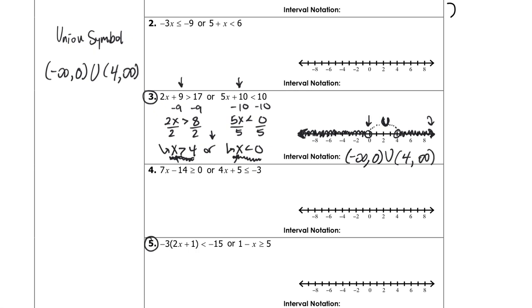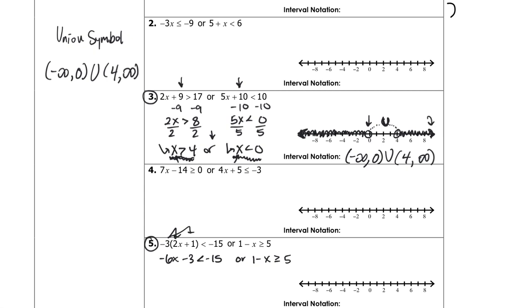Okay, so next example is number 5, and then we're going to get into some "or" problems. All right, so number 5, we have some problems here that we're going to solve through. So here we go. It says negative 3 times (2x plus 1). So I'm going to go ahead and distribute this, and I get negative 6x minus 3 is less than negative 15, or 1 minus x is greater than or equal to 5.